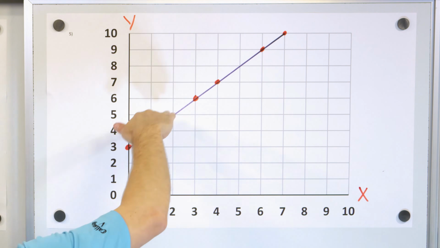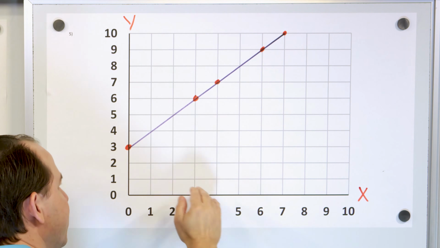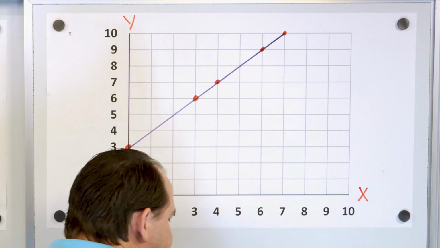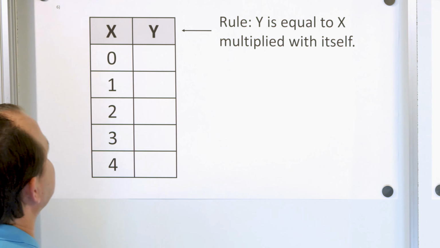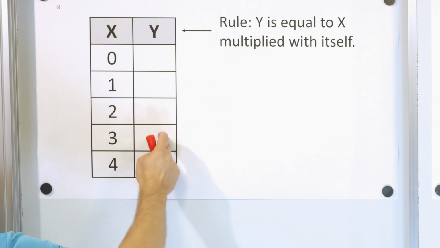Obviously, whatever's happening is going up over time, if this is time, or up over distance, if this is distance. There's other ways that we could represent it as well. All right, here is our last problem. We're given the x values. We need to calculate the y values.